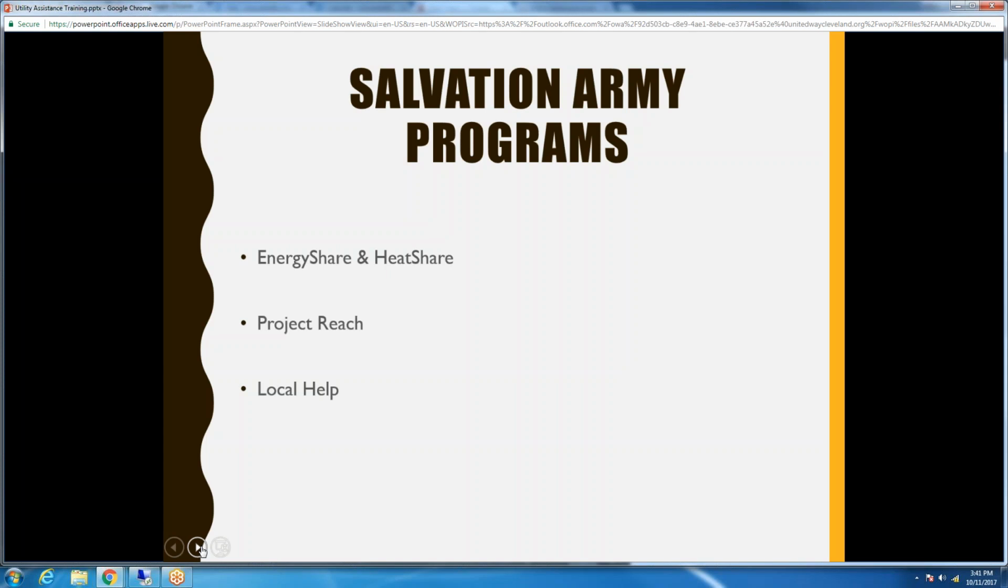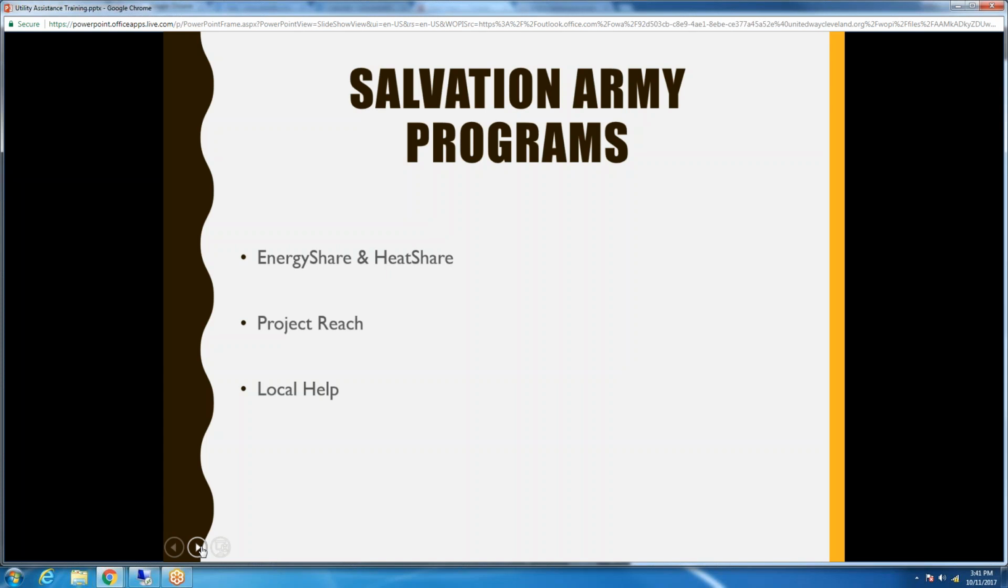Then there's also Heat Share, and that's for Columbia Gas customers, and it's very similar to Energy Share, just for Columbia Gas, but it does provide a little less. It provides $250, and Energy Share provides $300. Once again, you must apply for HEAP before applying for this program. I'm not exactly sure when this program starts, but I believe it is sometime after HEAP starts, so maybe sometime in December or the beginning of January, just like Energy Share.